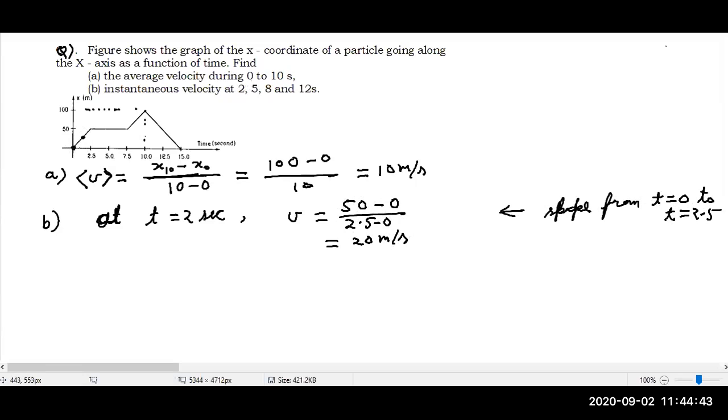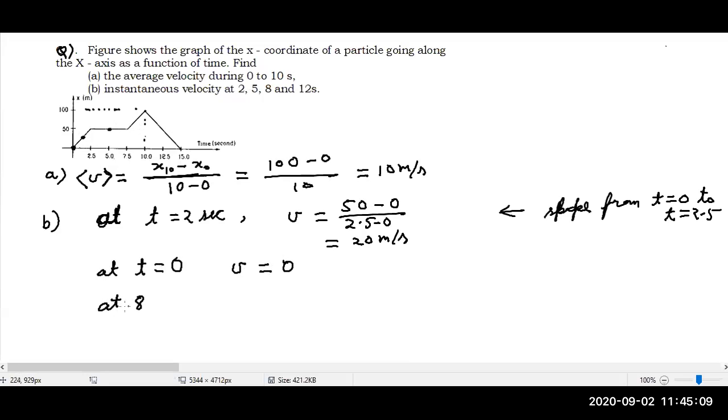Second, it says at 5 seconds. So 5 seconds is lying here. At 5 seconds we need not calculate, because we can see from the graph itself, the slope is 0. The graph is horizontal at this point. The position is not changing at 5 seconds. The slope is 0. Graph is horizontal. So velocity we can directly write as 0. No need to calculate.